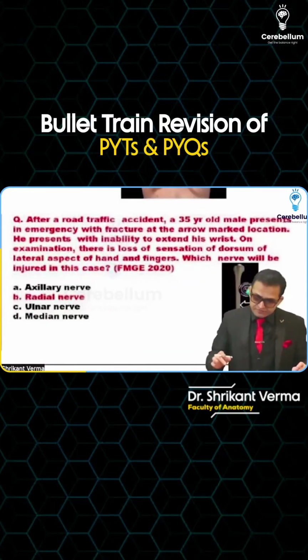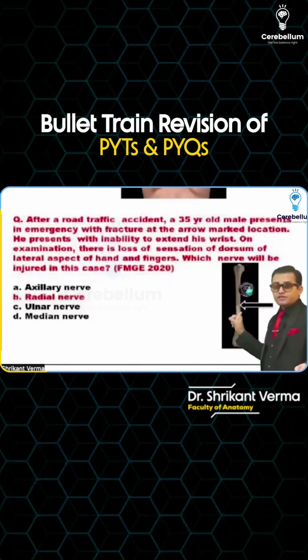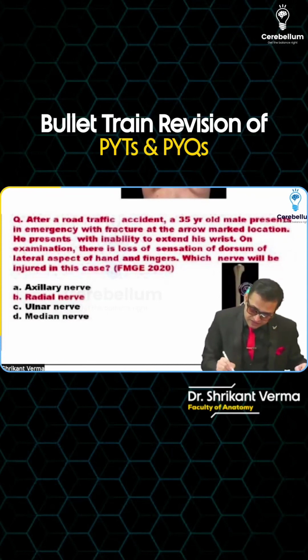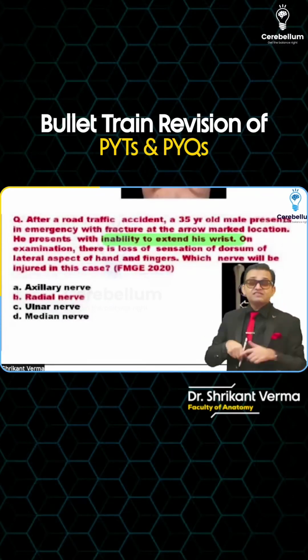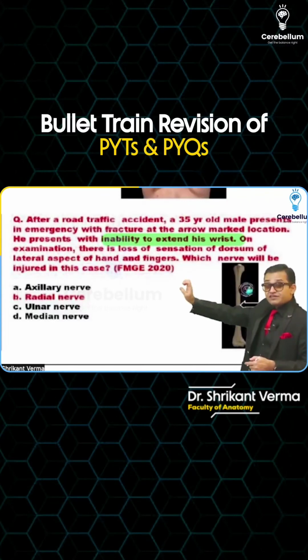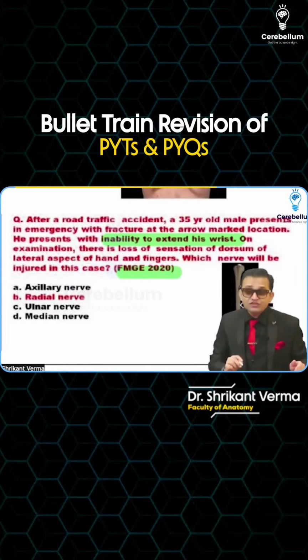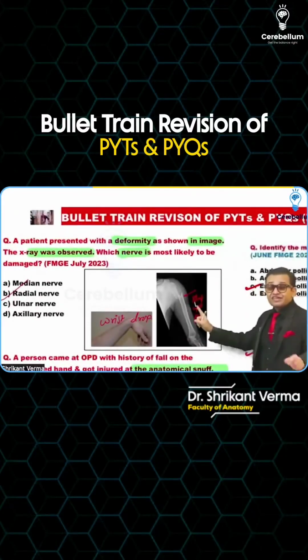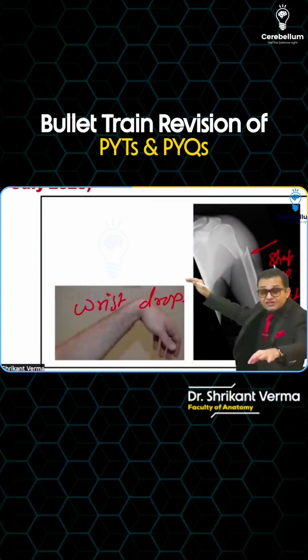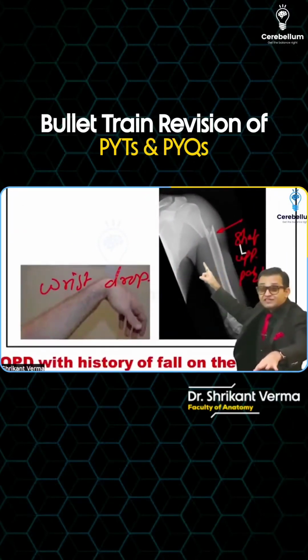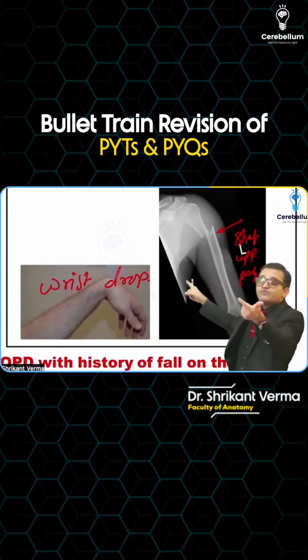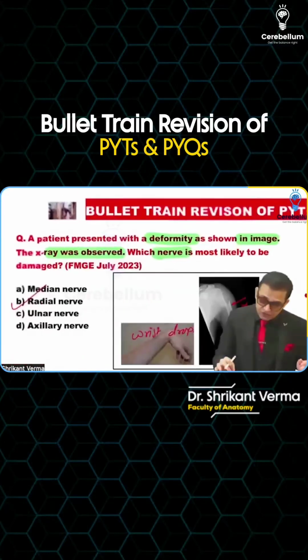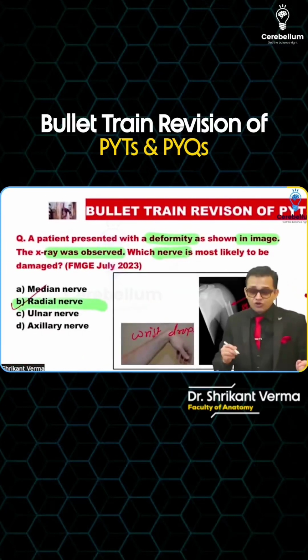Now can you see? Again, FMG 2020, shaft of the humerus was noted, and there is the line, inability to extend his wrist. Inability to extend the wrist means this condition. This is the wrist drop. FMG 2020, they are asking the same question. This is our bullet train discussion and analysis. They are asking the same question, wrist drop and the shaft fracture, in a little different twisting way with the orthopedics and the radiology. Yes, answer was the radial nerve.